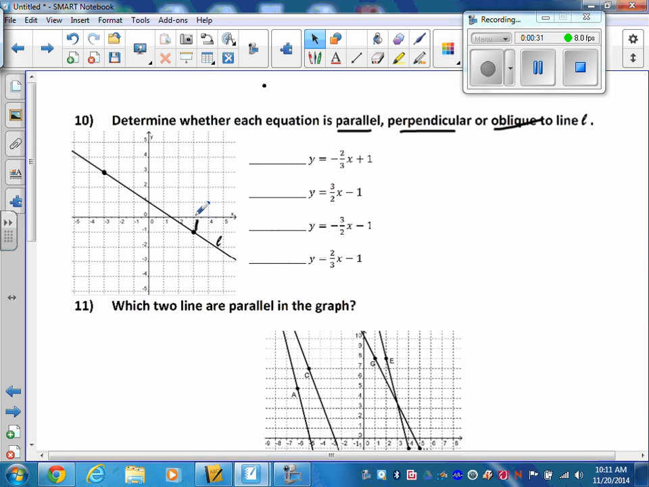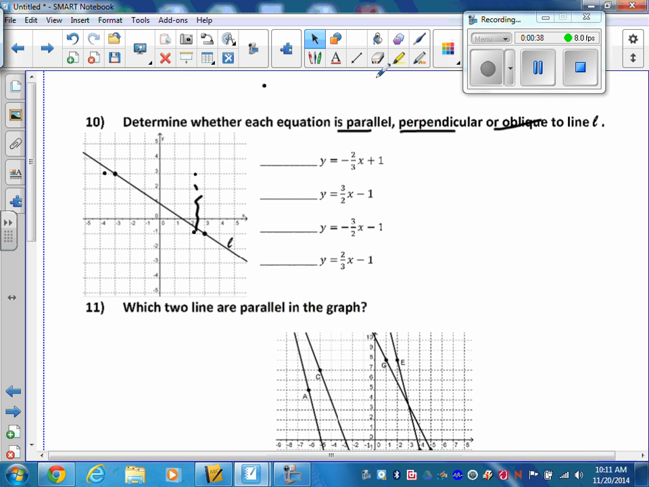So this one is 1, 2, 3, 4. So the slope is 4, and that was the rise. The run is going to be 1, 2, 3, 4, 5, 6. So 4 over 6 reduces to 2/3. So the slope of the existing line is 2/3.